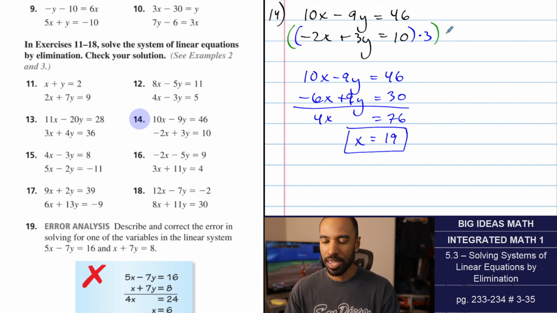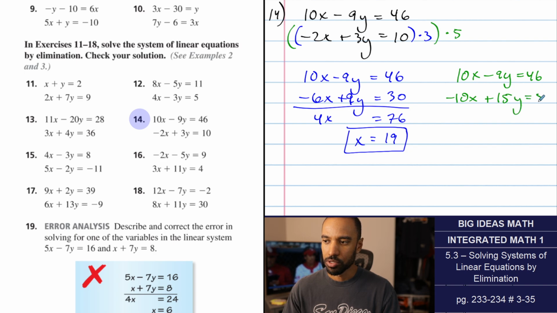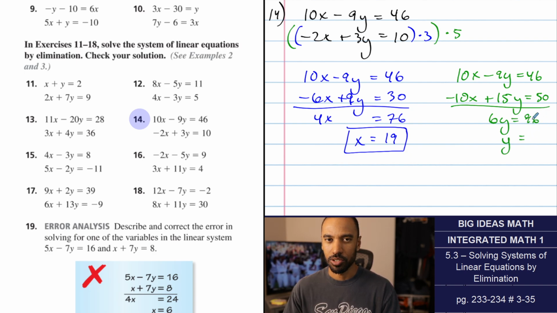Let's now multiply that bottom equation by 5, and let's look at it this way to eliminate x's. Now it's negative 10x plus 15y equals 50. And now when we add down the list, x's eliminate, you get 6y equals 96, and divide both sides by 6, you get 16. Y equals 16. So you get 19 for x, 16 for y.